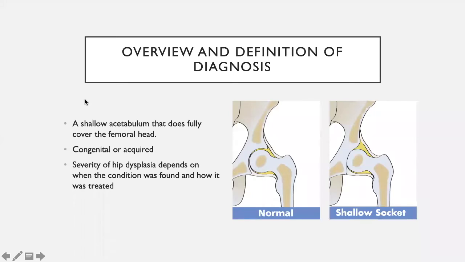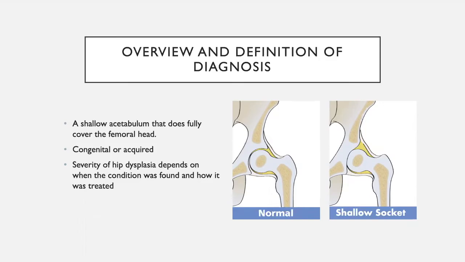Hip dysplasia is also known as developmental dysplasia of the hip. With this condition, a shallow acetabulum does not fully cover the femoral head, allowing hips to become partially or completely dislocated. It can be congenital or acquired. However, it's most often present at birth, but can occur anytime during the newborn or infancy period, usually due to inappropriate positioning. 9 out of 10 cases are caught during infancy.